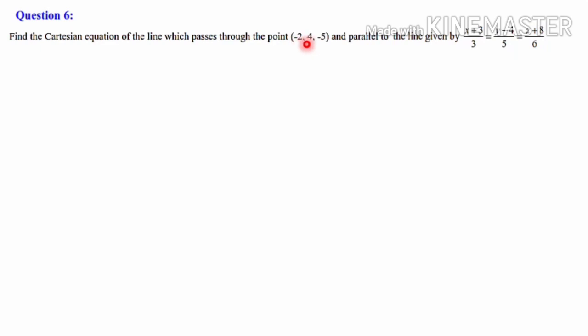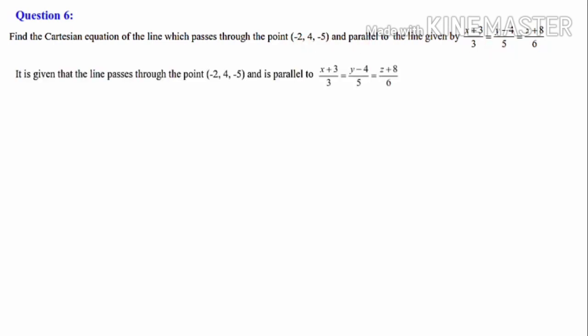Here x1, y1, z1 is the given point. From here easily we will get the direction ratios of the parallel vector. So one point and a parallel vector, that is point parallel form. Here it is given that the line passes through the point -2, 4, -5 and is parallel to this line, x plus 3 by 3 equal to y minus 4 by 5 equal to z plus 8 by 6. So this is x minus x1 by a, y minus y1 by b, z minus z1 by c. So the denominators represent a, b and c. So a, b and c are the direction ratios.